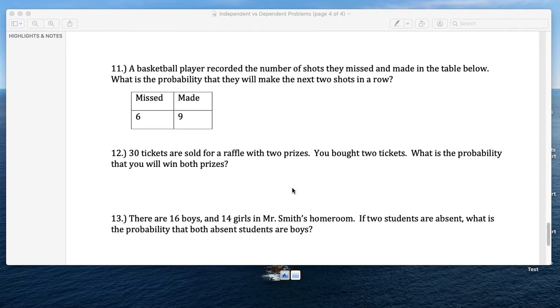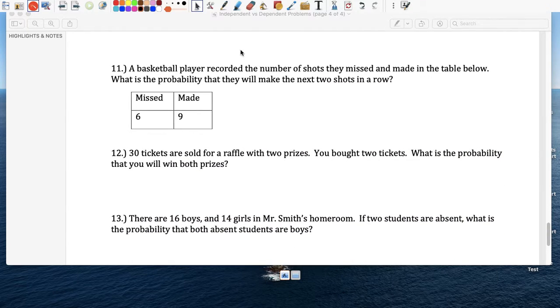Okay, basketball player, what's the probability he makes 2 shots in a row? What's the probability he makes the first shot? Well, based on the stats that we have throughout the season, he took 15 shots, and so far he made 9. So the probability of making the shot in the first try is 9 out of 15. And the probability of making the shot in the second try is also 9 out of 15.